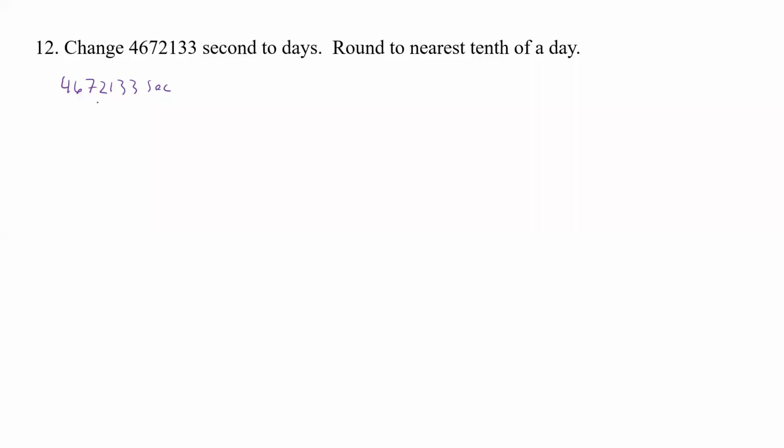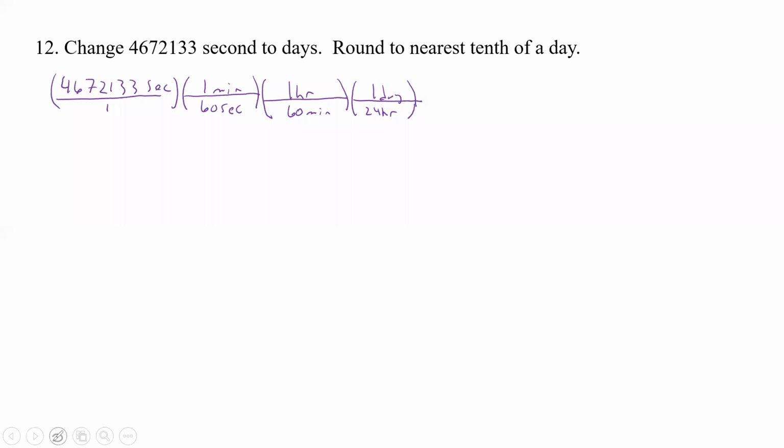So 4,672,133 seconds over 1. Now there's 60 seconds in 1 minute. And then to get to minutes, then we have to go to hours. So then we have 60 minutes in 1 hour. And then we can say, well, there's 24 hours in one day. And then at that point, we're in the days. So make sure we have this: seconds, seconds, minutes, minutes, hours, hours. We're at the days, and we want days.